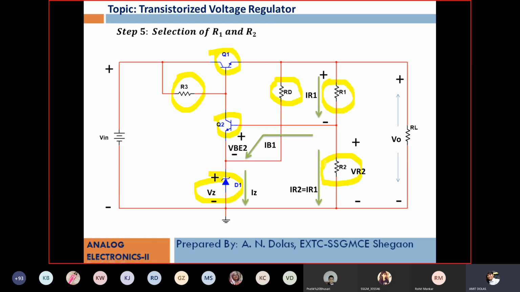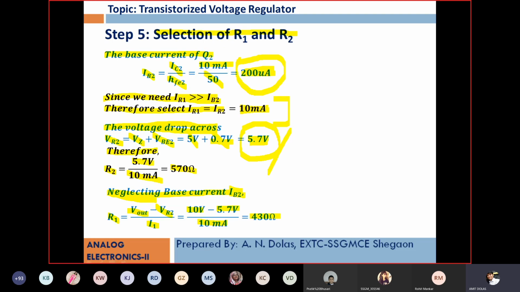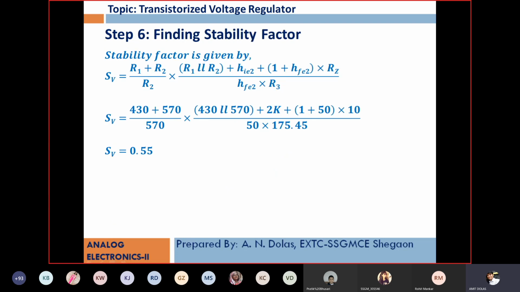Again, one more thing, we will calculate the stability factor which we have not calculated in the earlier PPT. So after the selection of the 5 steps are fixed, then after the selection of R1 and R2, the 6th step is the calculation of the stability factor. You have to remember this formula.